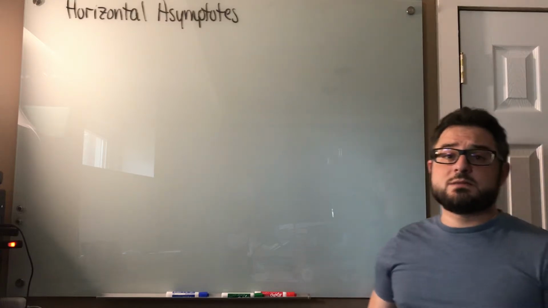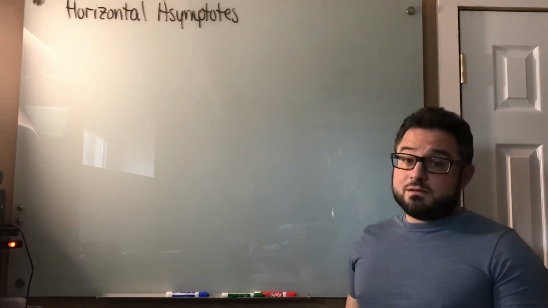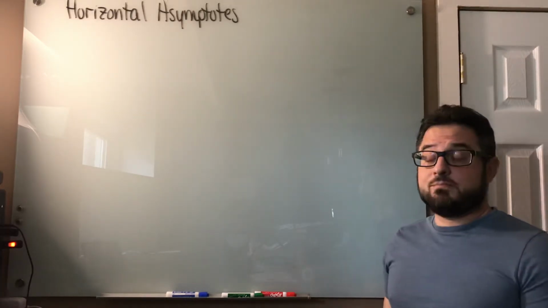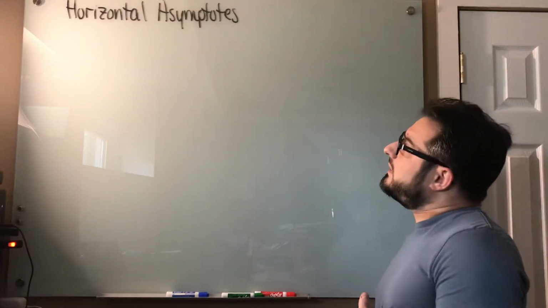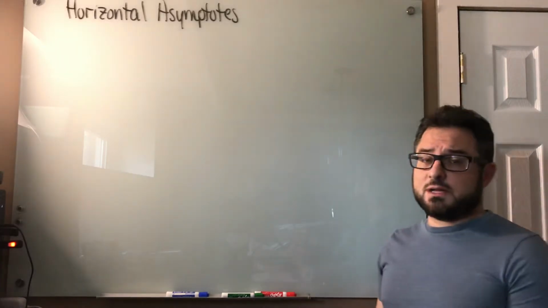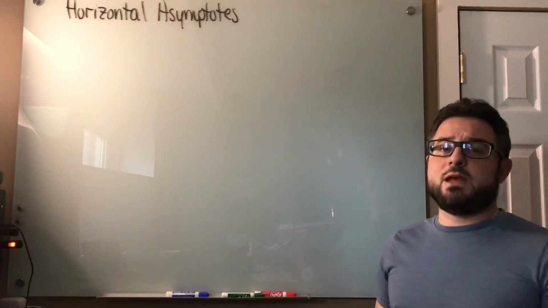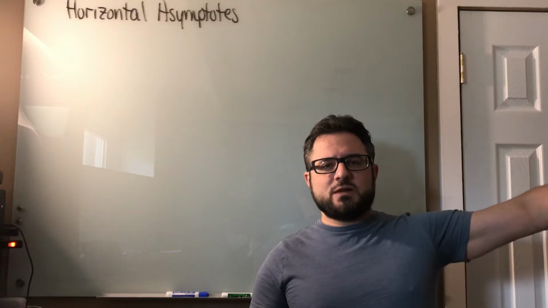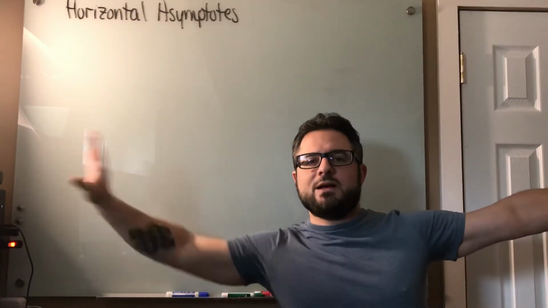So horizontal asymptotes are another common but not guaranteed characteristic of rational functions. Many have them, some do not. The rule comes down to comparing the degree of the numerator and denominator, and the reason for that is that we're talking about long-term behavior. We're talking about what's going on way, way at the very far right and way, way at the very far left, as x gets very, very big in either direction.